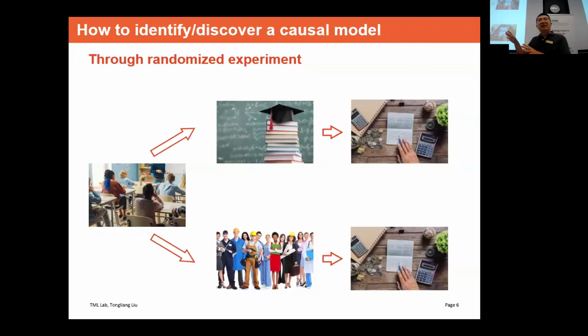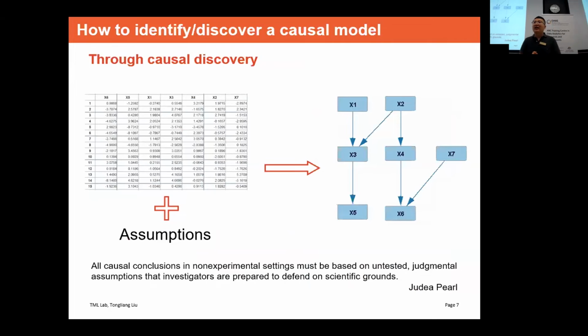And for many other interesting questions, we may not even be able to do those randomized experiments. Luckily, in the machine learning community now, if we have data, with some assumptions that we will show you later, we can design machine learning algorithms to recover those causal models. That is really interesting.